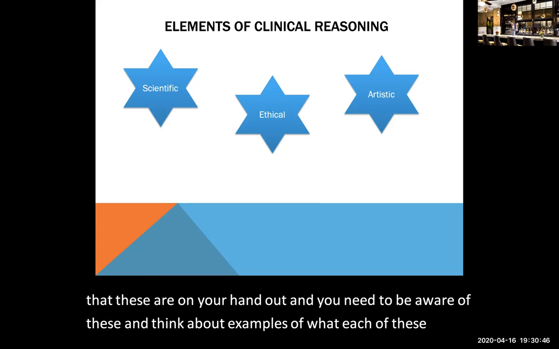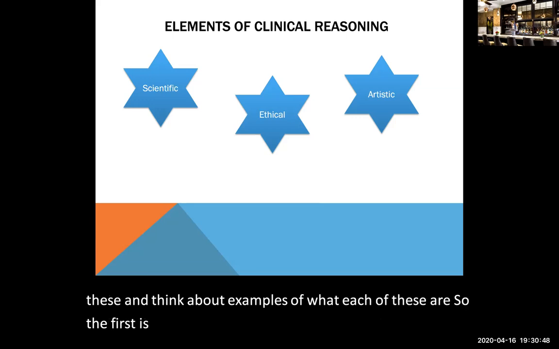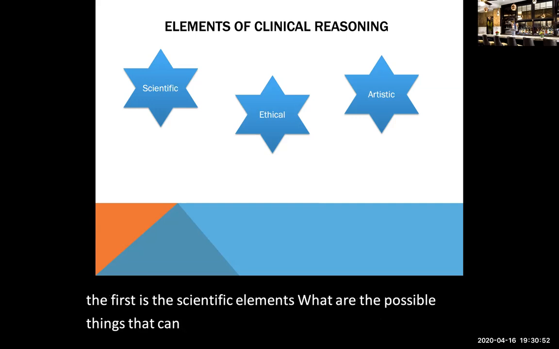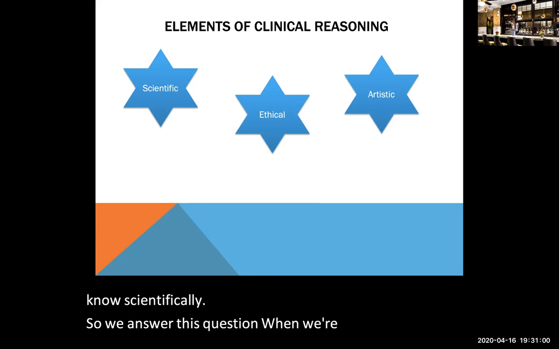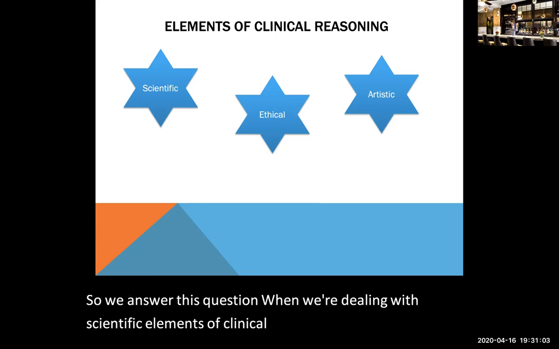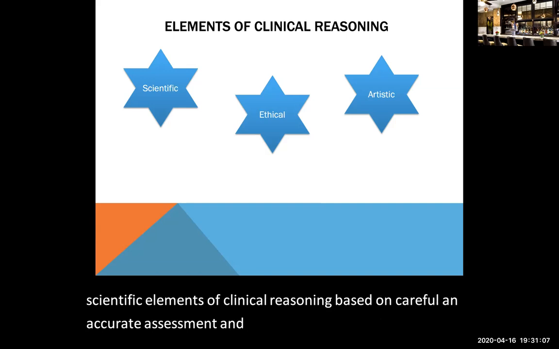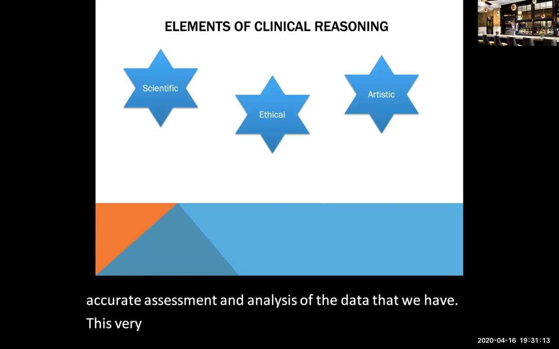So the first is the scientific elements. What are the possible things that can be done for this client based on what we know scientifically? So we answer this question when we're dealing with scientific elements of clinical reasoning based on careful and accurate assessment and analysis of the data that we have. This very much relates to evidence-based practice.